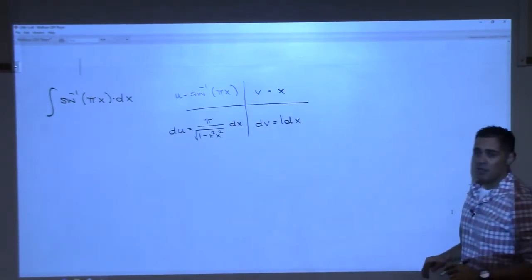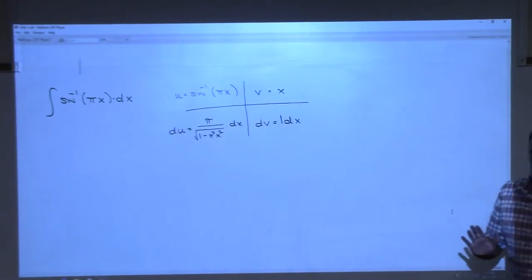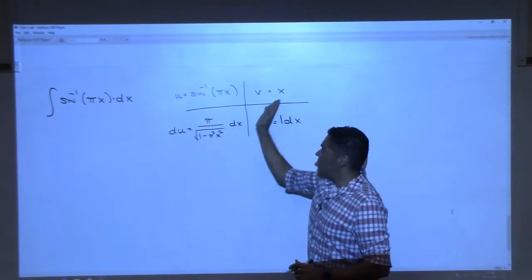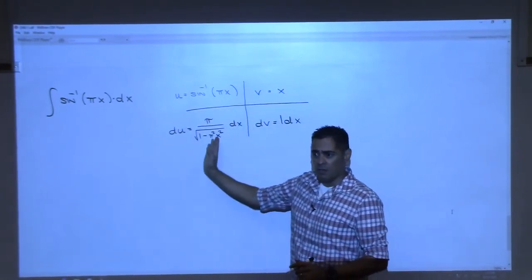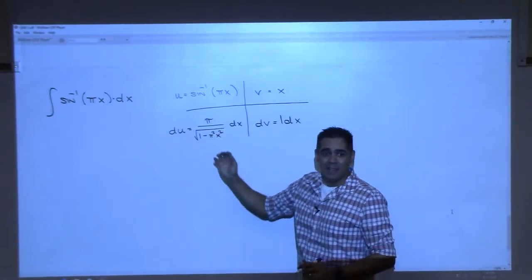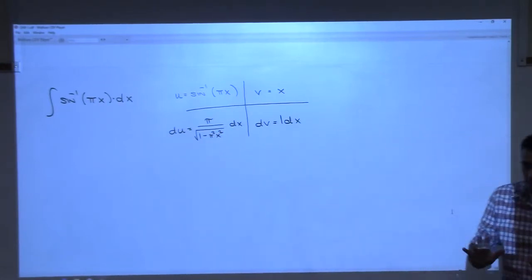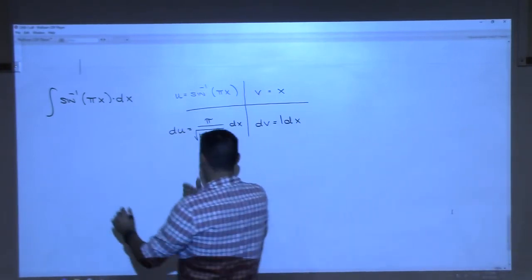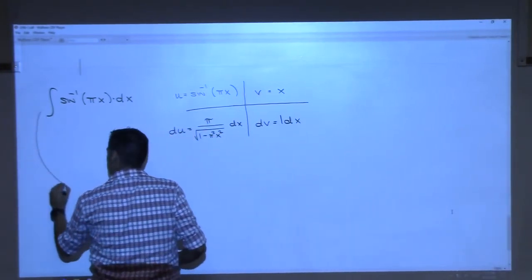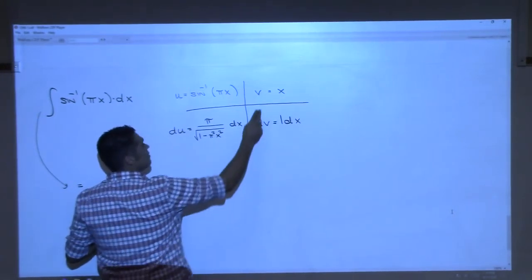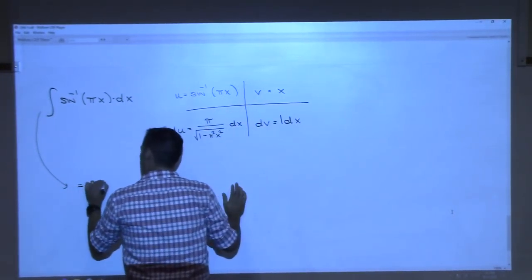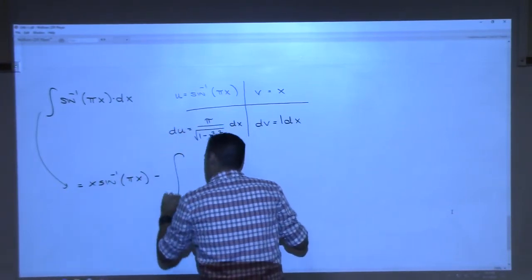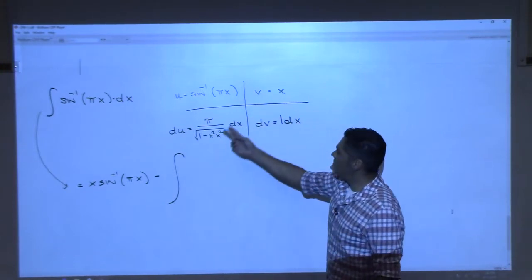Now, I think at this point you might start getting a little bit nervous because you know that your new integral is going to be this diagonal, right? Your new integral is going to be this times this. And that right now looks like a mess, doesn't it? But it's not going to be, all right? Just follow this through. Okay, according to integration by parts, this is uv. So this times this, minus the integral of this times this.